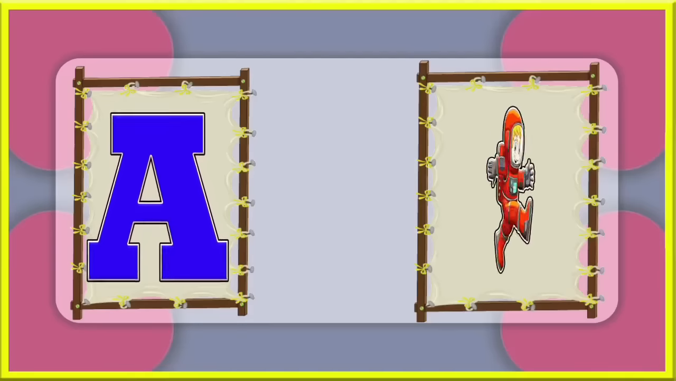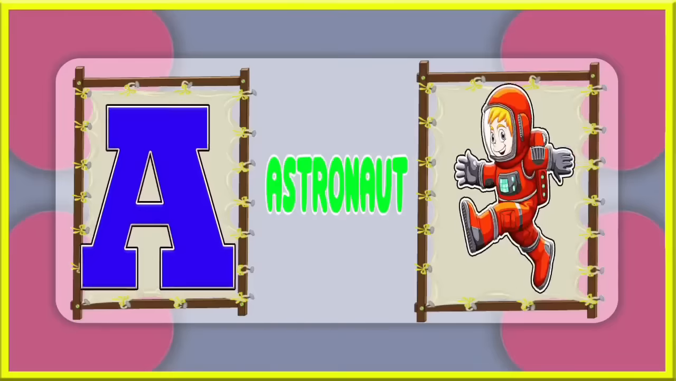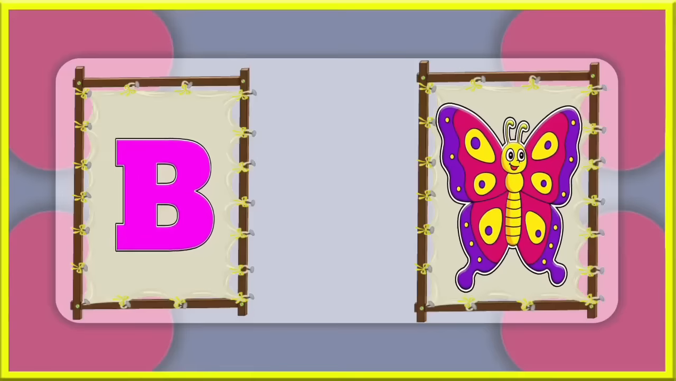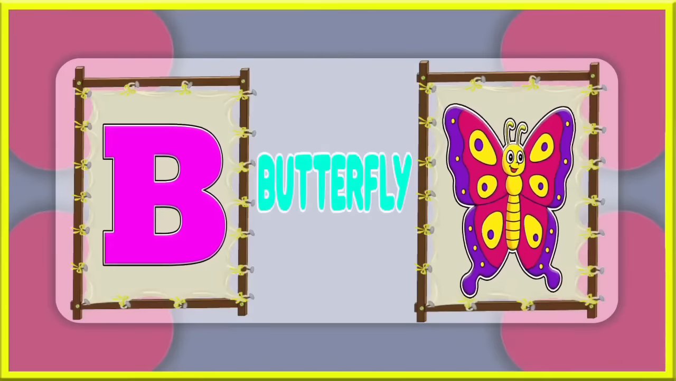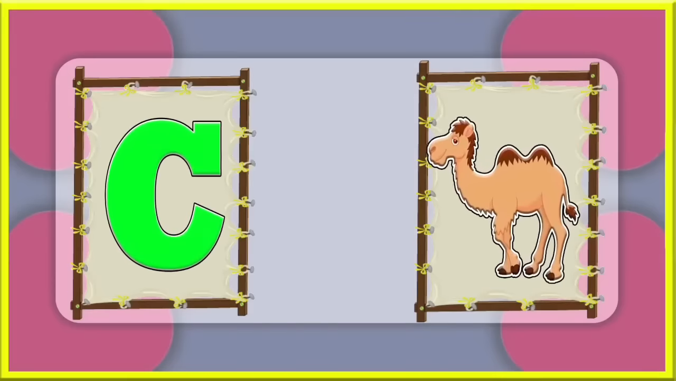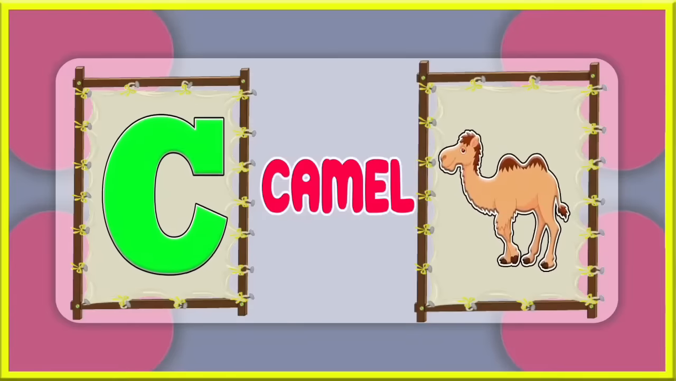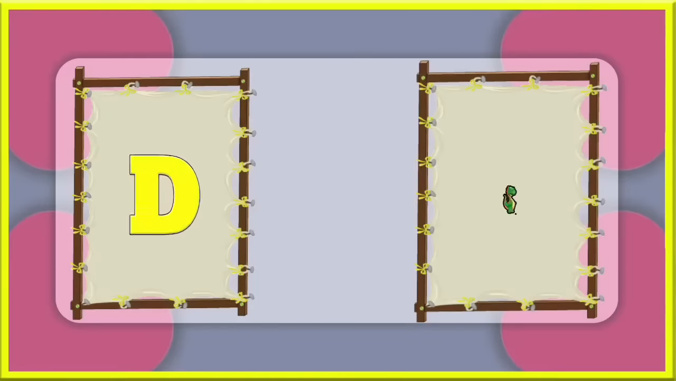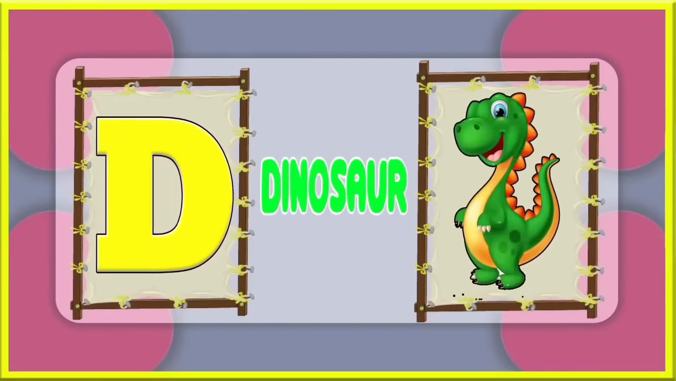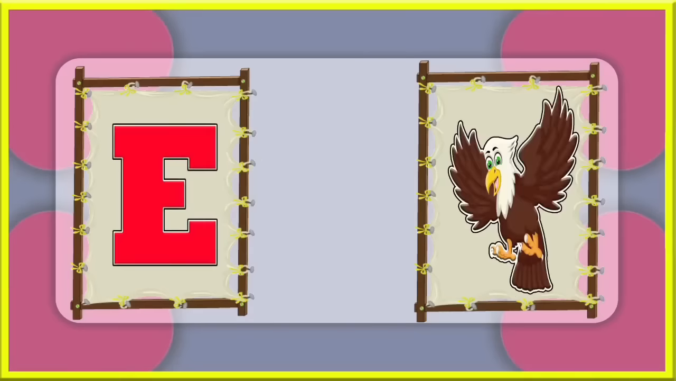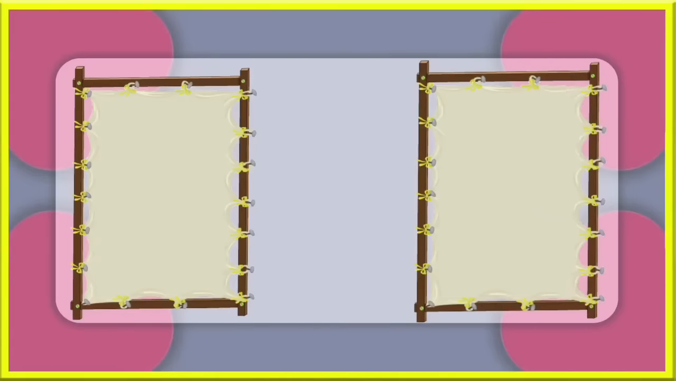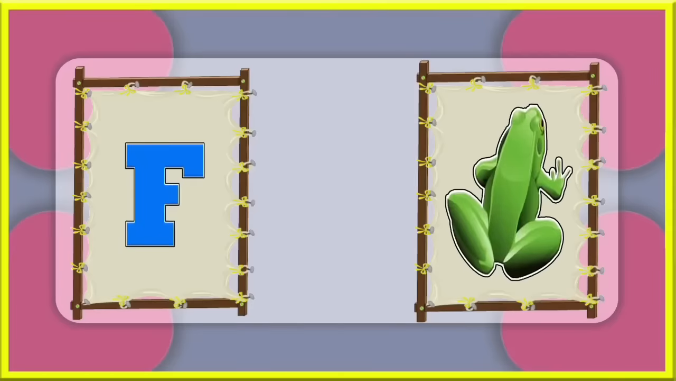A for astronaut. B. B for butterfly. C. C for camel. D. D for dinosaur. E. E for eagle.